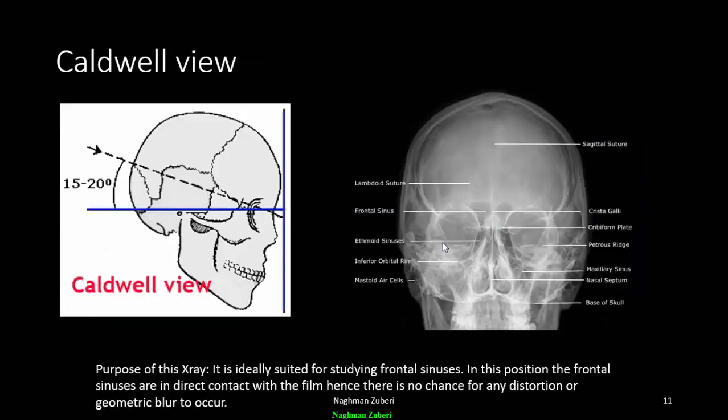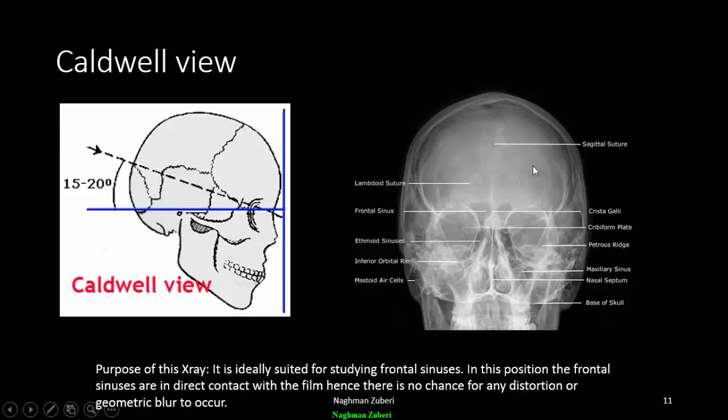This is Caldwell view. The purpose of this X-ray is to study the frontal sinuses. In this position, the frontal sinuses are in direct contact with the film, hence there is no chance for any distortion or geometric blur to occur while taking this radiograph.